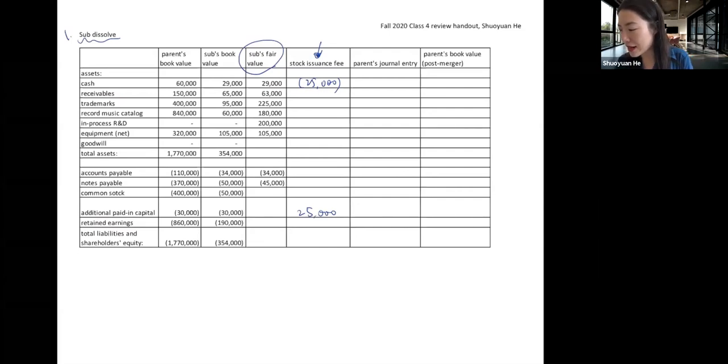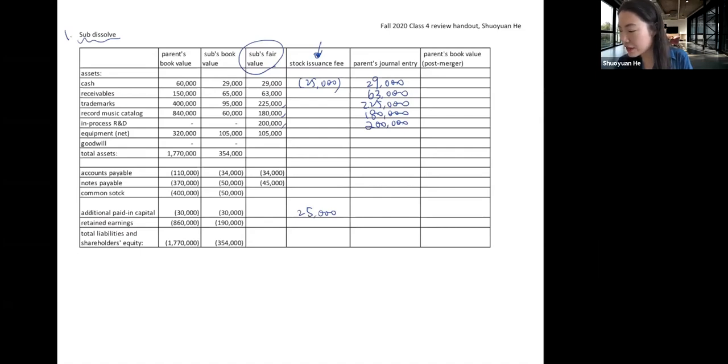Specifically, the subsidiary has cash, 29,000. Receivables, 63,000. Trademark, the fair value is 225,000. Record music catalog, the fair value is 180,000. In-process R&D, so this is interesting, right? Without the merger, those kinds of intangibles are not valued on the firm's balance sheet. But through this merger, they get to be revalued at their fair value. Specifically, the fair value of in-process R&D is 200,000. So we debit 200,000 in-process R&D.